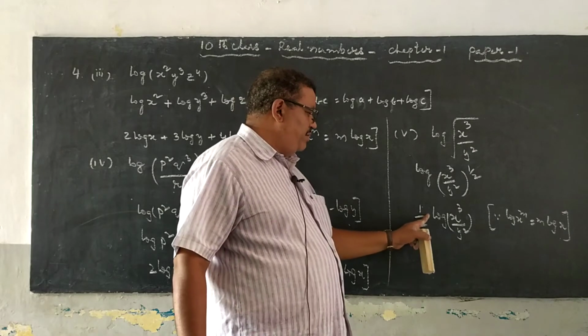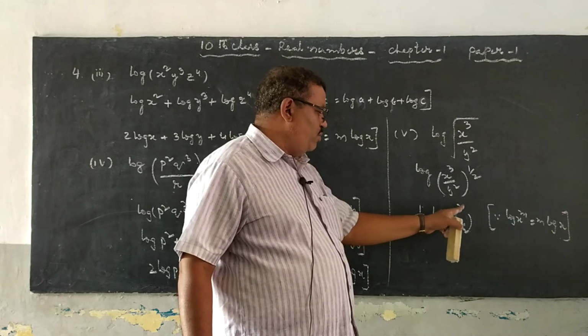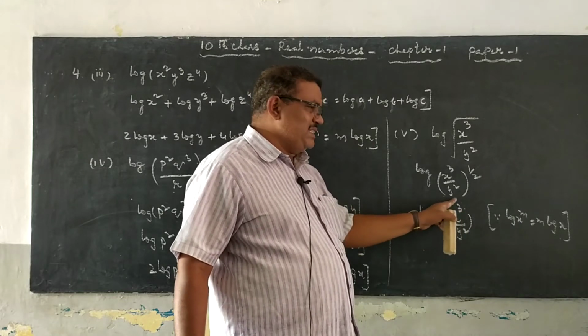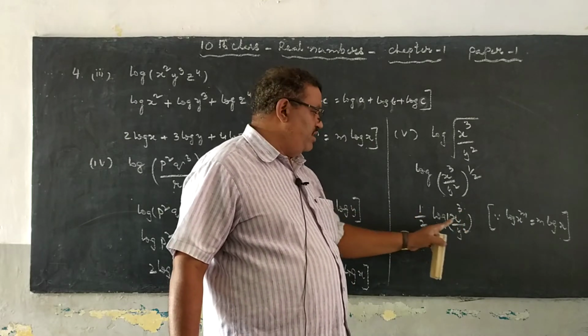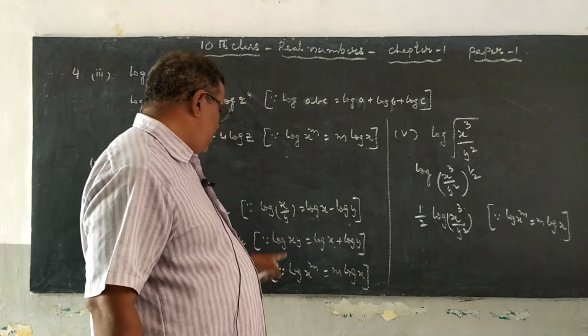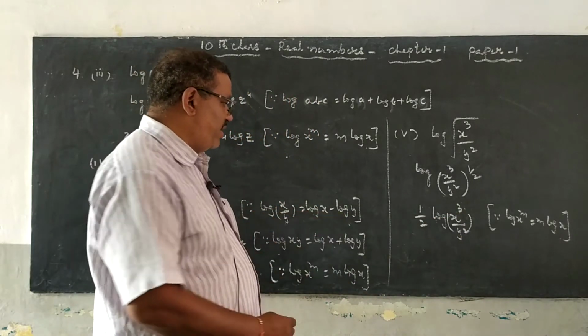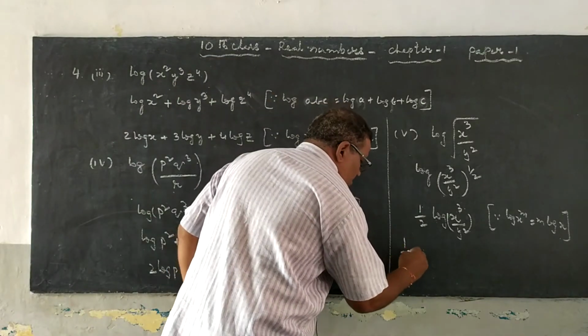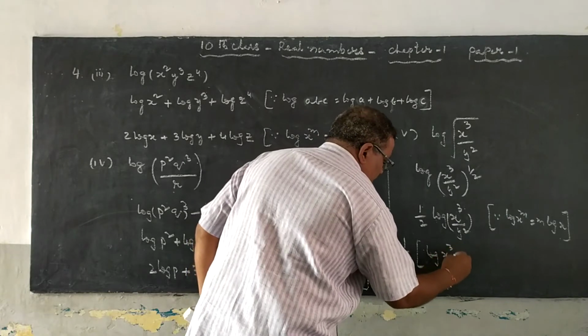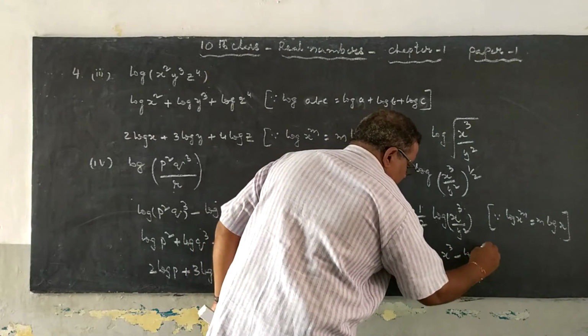Now half into log x cube by y square. Again this is taken as x, this entire one is taken as y. So log x by y. The log x by y formula we already wrote here: log x by y is log x minus log y. In the same pattern you have to expand that one: log x cube minus log y square.